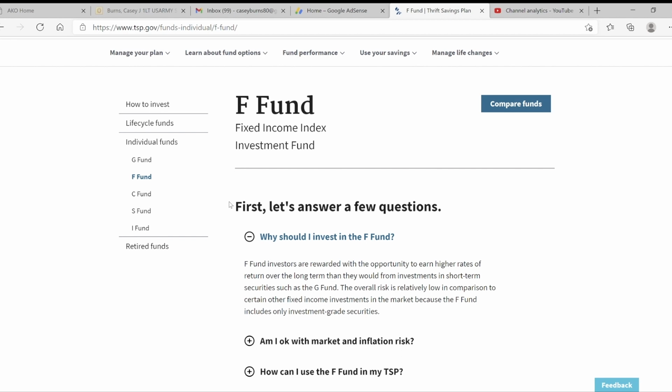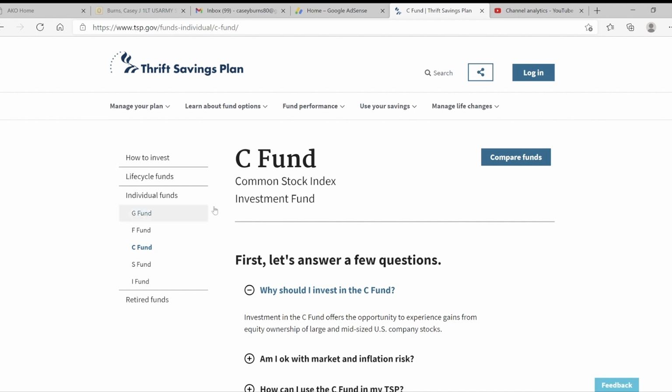Essentially, when companies need money, they go out to the marketplace and they borrow that money. So you're going to get a little bit higher return on this F fund than you would on the G fund. But basically, G fund, F fund, they're both loans. Loans to the government, G fund; loans to corporations, F fund.